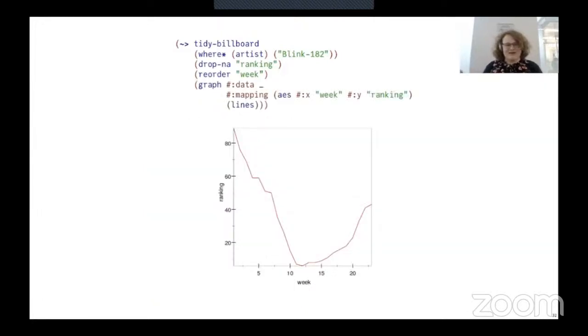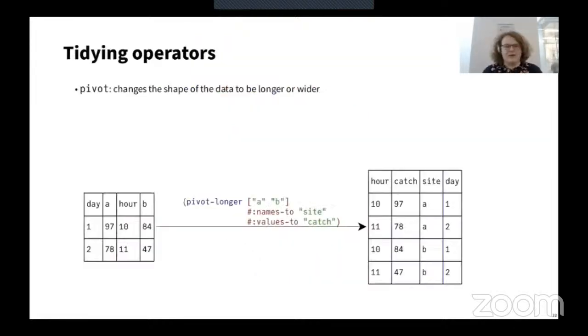Finally, we can use Graphite again, mapping the x-axis to the week, the y-axis to the ranking, and making a line plot, lower being better. And we can now know that Blink-182 peaked at week 12 of its release by looking at this graph.